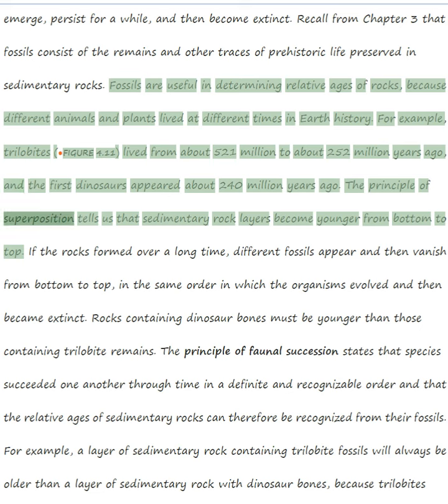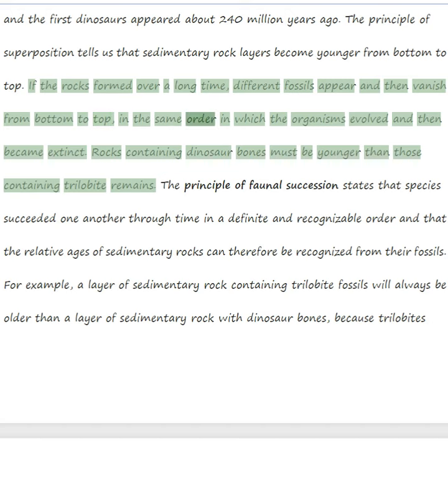The principle of superposition tells us that sedimentary rock layers become younger from bottom to top. If the rocks formed over a long time, different fossils appear and then vanish from bottom to top, in the same order in which the organisms evolved and then became extinct. Rocks containing dinosaur bones must be younger than those containing trilobite remains. The principle of faunal succession states that species succeeded one another through time in a definite and recognizable order, and that the relative ages of sedimentary rocks can therefore be recognized from their fossils.